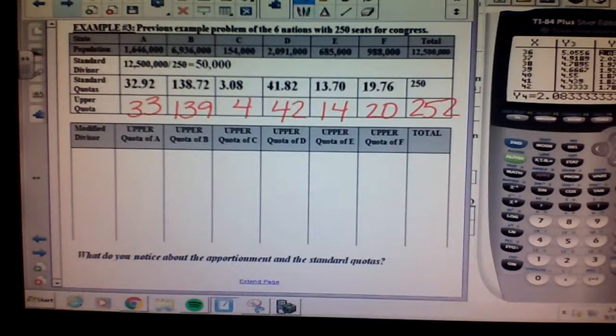Okay, so I started you all off. There's your standard quotas, there's your upper quotas. You gotta plug them in and start guessing.